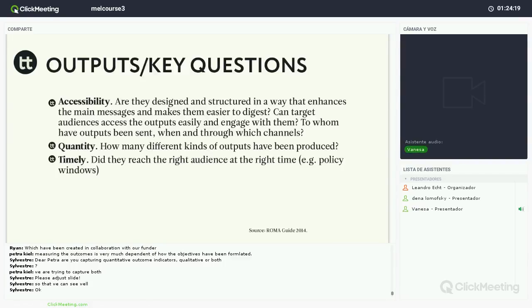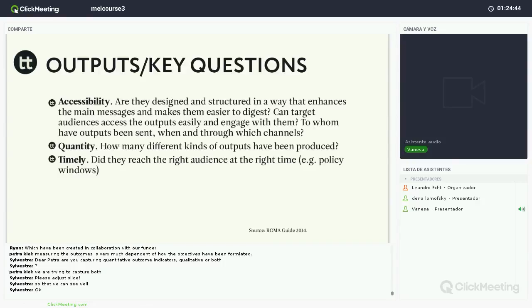Are we being able to reach the audiences that we want to reach? Can they really access, and are they accessing those outputs? Who have we contacted? Through which channels are we being effective with this? Quantity is the most typical one, right? But sometimes, in terms of quantity, it is also to think about the different kind of outputs.